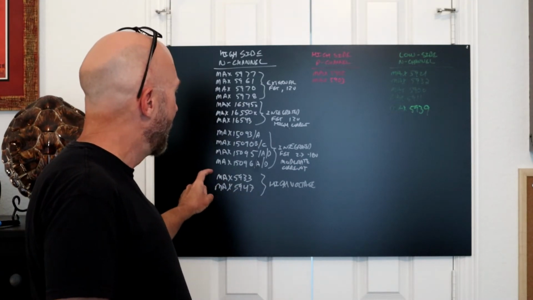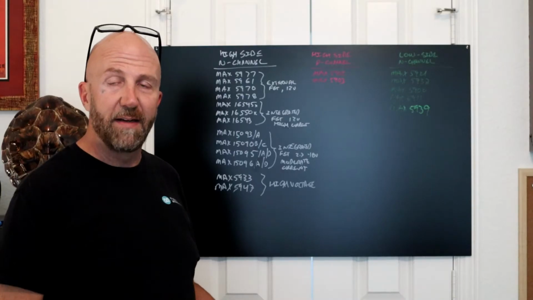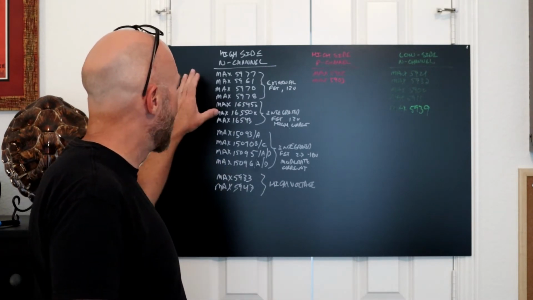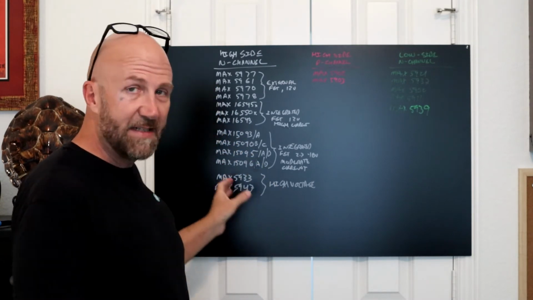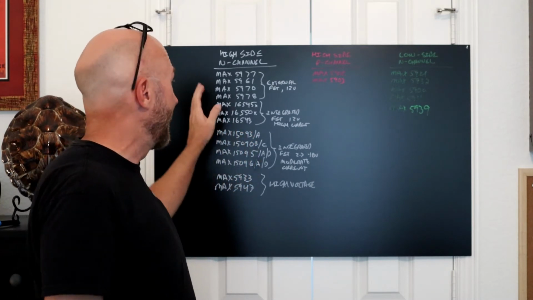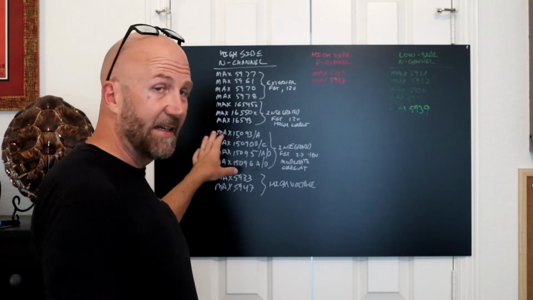And then finally, for high voltage, we have parts like the Max 5933 and Max 5947, which drive a high side N channel FET and are useful for 48 volt or 72 volt positive hot swap applications. This is not a comprehensive list. These are just some parts that you're going to see frequently because they're good performers and they have relatively modern designs. So you'll see these quite often for high side N channel.